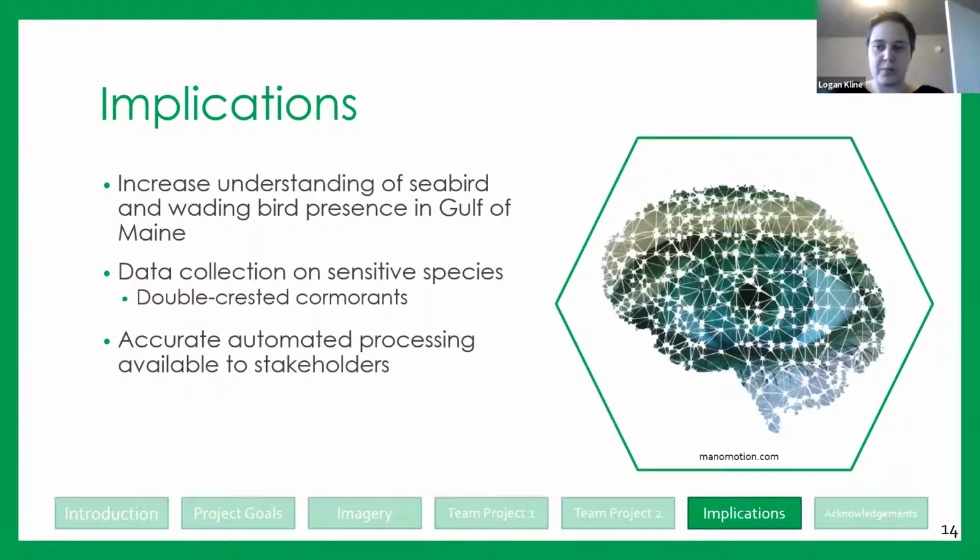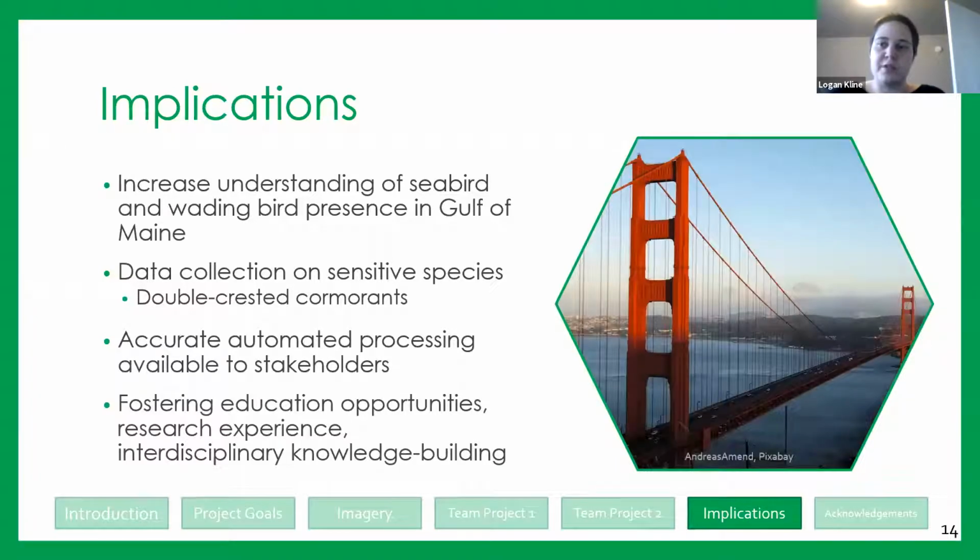Additionally, developing the tools and user interfaces that can be applied by biologists without computer science skill sets and backgrounds will address a current need for an accessible, open source, accurate program for classification of species and behavior. Finally, we are fostering collaborative education opportunities and research experience for young scientists, as well as building bridges between institutes of interdisciplinary knowledge to work together to solve complex ecological questions with our combined knowledge.